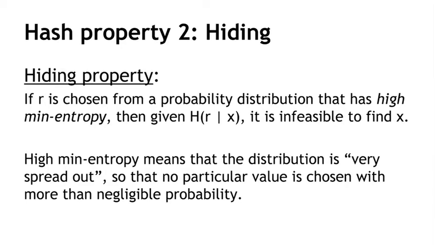And so what we're going to say is, given the hash of r together with x, it's infeasible to find x. This will be true in the formally stated property that if r is a random value chosen from a distribution that has high min entropy, then given the hash of r concatenated with x, it's infeasible to find x. And what does high min entropy mean? Well, it captures this intuitive idea that r is chosen from a distribution that's really spread out. And what that means specifically is that there's no particular value that r could have had that would occur with more than a negligible probability.